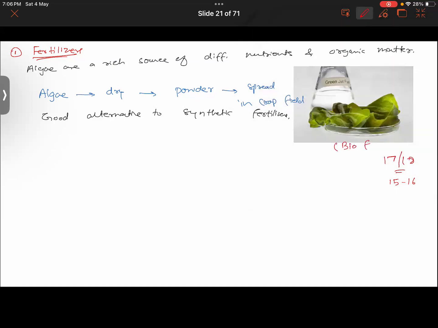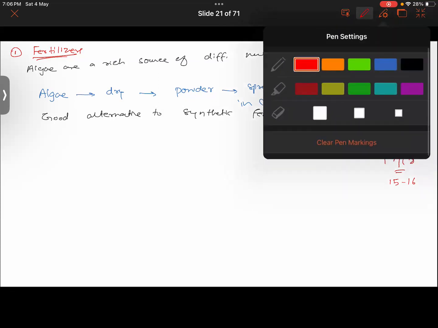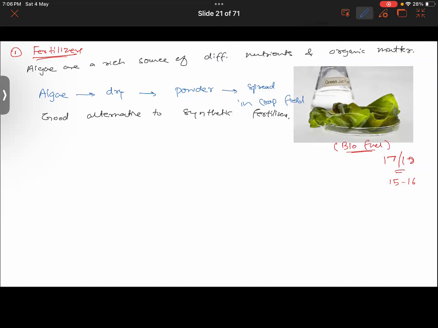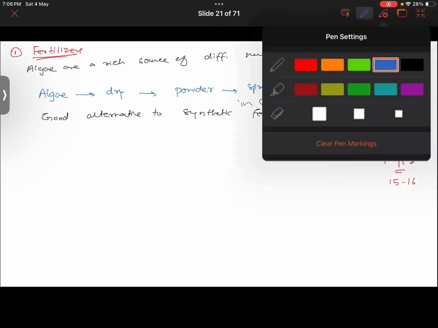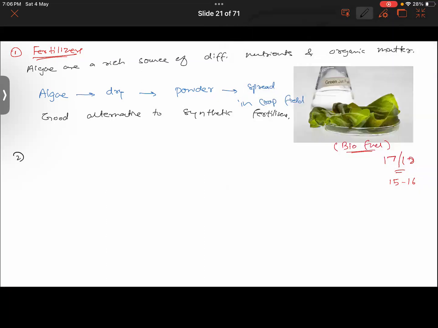The image here, don't get it confused with this fertilizer. It's an algae that is being prepared as a biofuel. Okay. Another thing, let's understand about this biofuel, how it is being used as a biofuel.